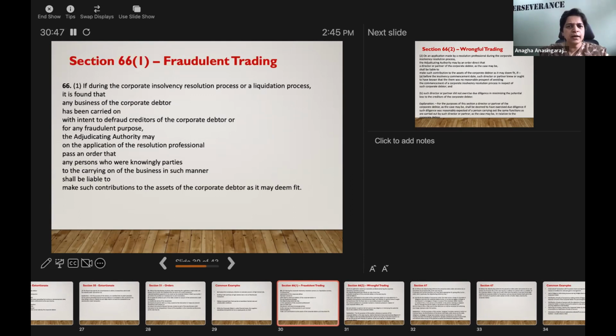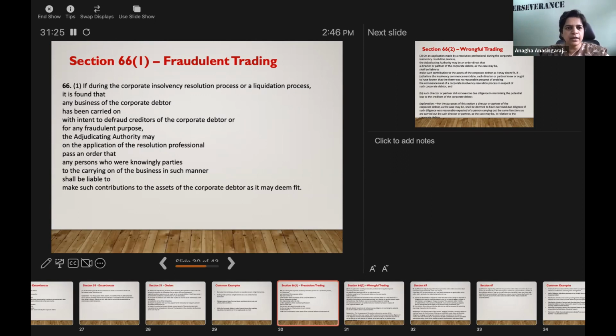Again, this can be identified during the CRP or during the liquidation process. If during the CRP or a liquidation process, it is found that any business of the CD has been carried on with the intent to defraud creditors of the CD or for any fraudulent purpose, the NCLT may, on an application of the RP, pass an order that any persons who were knowingly parties to the carrying on of the business in such manner shall be liable to make such contribution to the assets of the CD as it may deem fit.